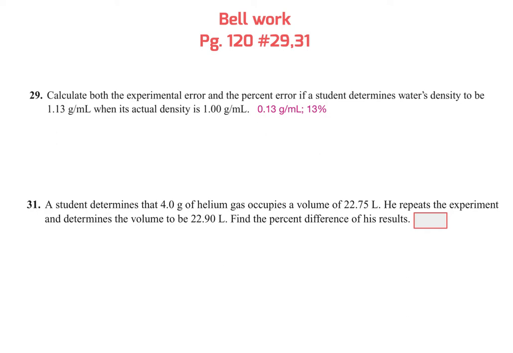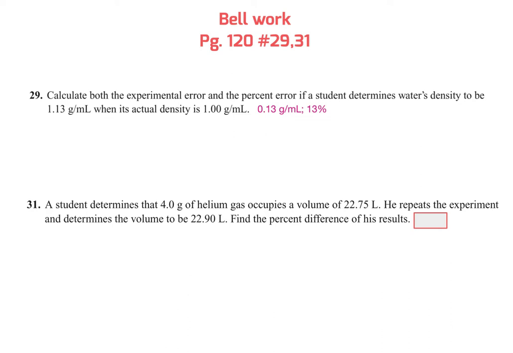The second one: the student determines 4 grams of helium occupies this volume. He repeats the experiment and determines the volume to be this, the percent difference. That formula is on page 119. He did 2 different experiments. The first time he got the 22.75. The second time he got the 22.90. So you should have subtracted those two and then divided by the average of them.